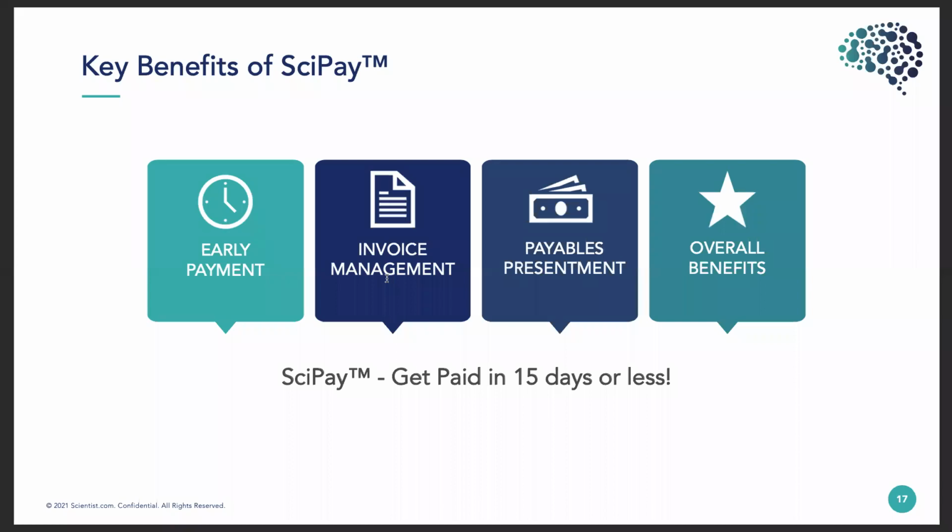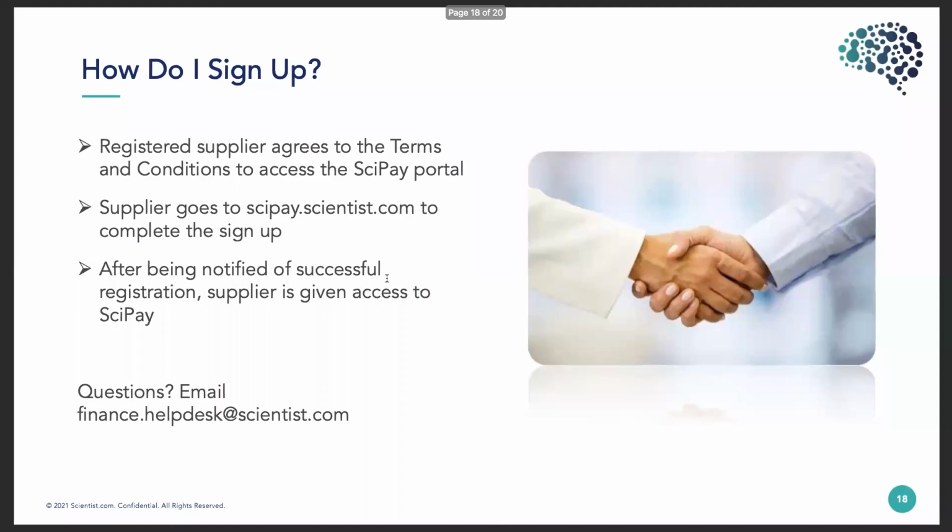The way that you would do so is by going to scipay.scientist.com. You would be able to review the terms and conditions that are associated with SciPay. You'd be able to see the different rates that are associated with the different payment terms. But once you sign that agreement and send it to finance.helpdesk@scientist.com, you'll be given access to SciPay.